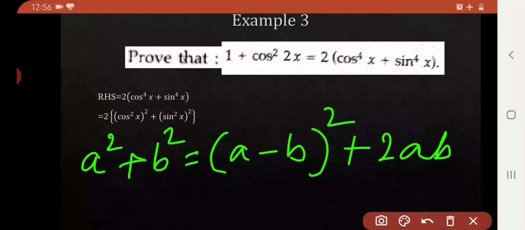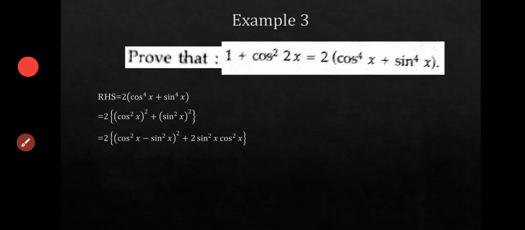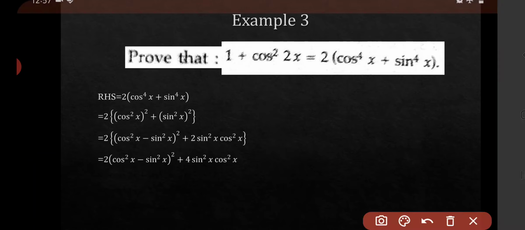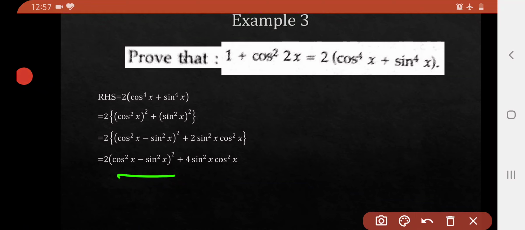So if I apply this here, what happens? 2 cos square x minus sine square x whole square plus twice of sine square x cos square x. This is what we have. Now cos square x minus sine square x is basically your cos 2x. So you can write in the next line. I have first removed the bracket and then written it. So cos square x minus sine square x can be written as cos 2x.